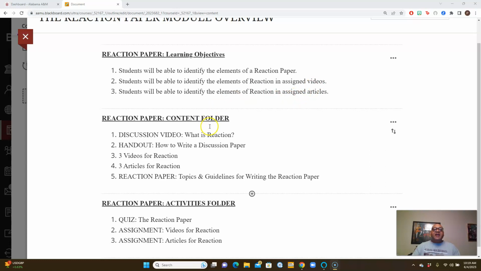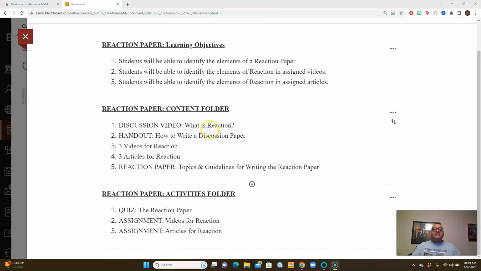So let's do this. From the last unit, you know that this week's assignments are set up into content folder, activities folders. Everything that you need to complete the activities are in the content folder. So let's talk about the content folder.